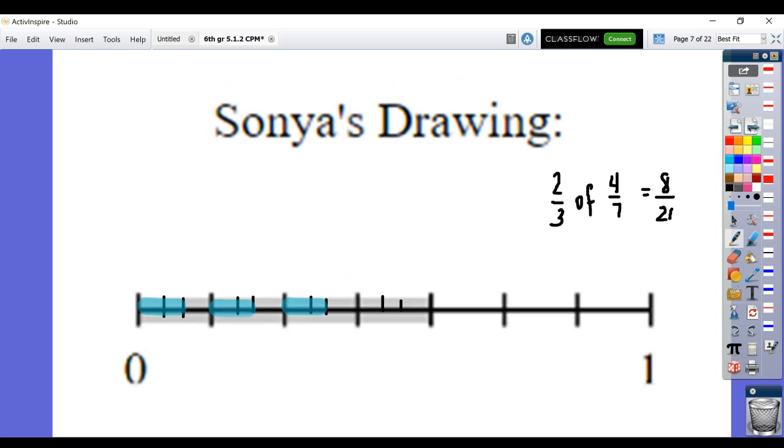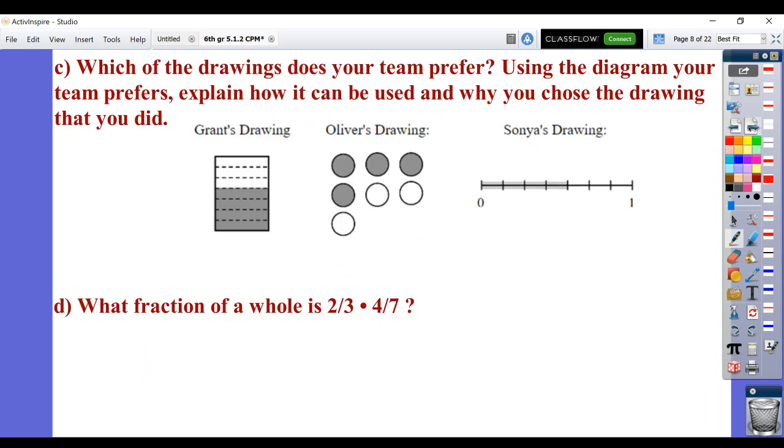What do we see is occurring with the numerators? What do we see is occurring with the denominators? So in each case, when we took 2/3 times 4/7, which again is the same as of, we got 8 for the numerator and 21 for the denominator. So what did we notice was occurring to the numerators and to the denominators to get to 8/21? And is there a sort of shortcut that we can think of based on that?